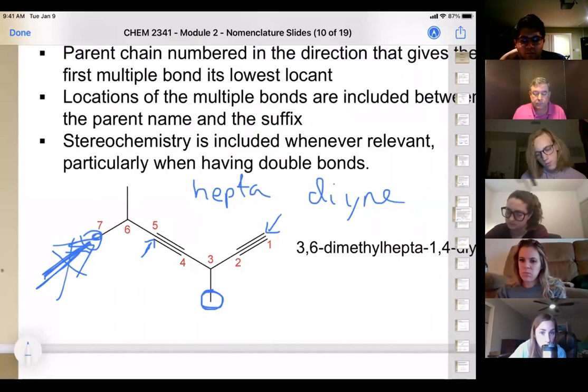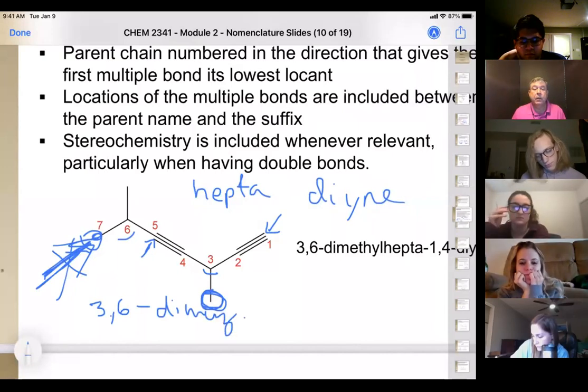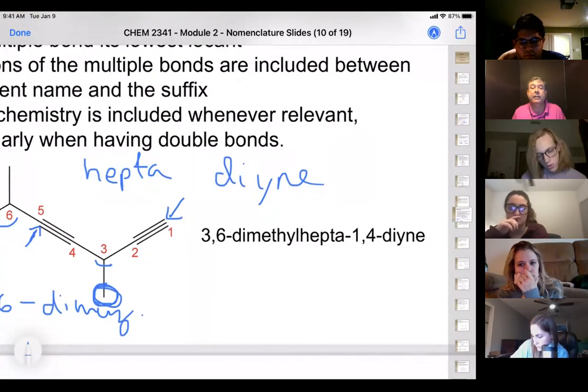So we have 2 of these and they're located at 3 and 6. So that gives us a 3,6-dimethyl. All right, so let's put it all together. 3,6-dimethyl hepta. And, oh, we've got to locate the alkynes.